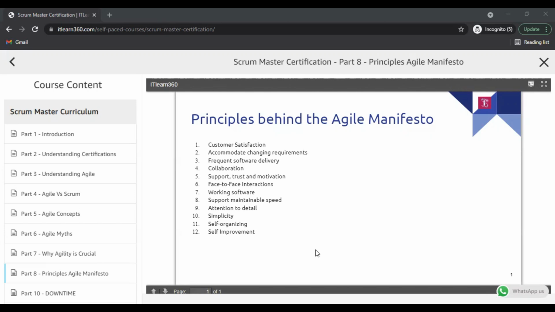The fourth principle talks about collaboration. Collaboration is not only between development, testing, and the dev team, but also with the clients and the customers. So regular feedback, changes, modifications, and confirmation can be taken. That is another really important principle behind the Agile Manifesto.